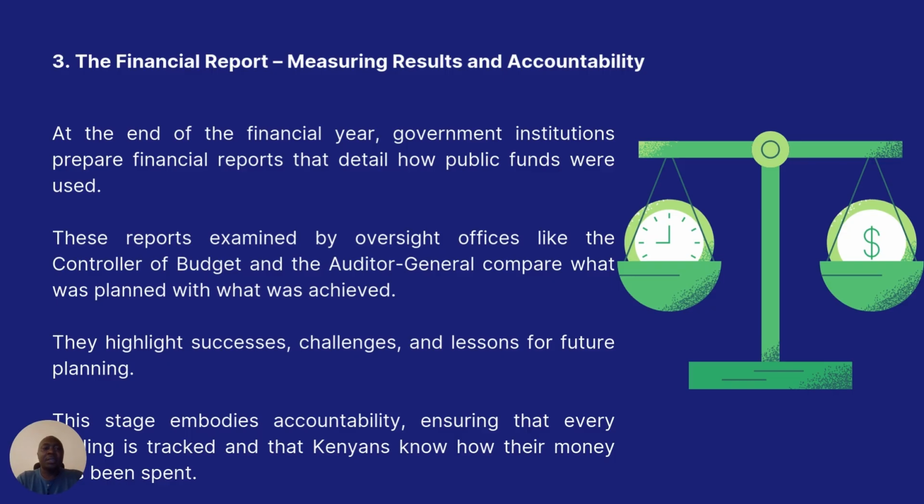The third stage is the financial report, that is measuring results and accountability. At the end of the financial year, government institutions prepare financial reports that detail how public funds were used. These reports, examined by oversight offices like the Controller of Budget and the Auditor General, compare what was planned with what was actually achieved. They highlight successes, challenges, and lessons for future planning. This stage embodies accountability, ensuring that every shilling is tracked and that Kenyans know how their money has been spent.